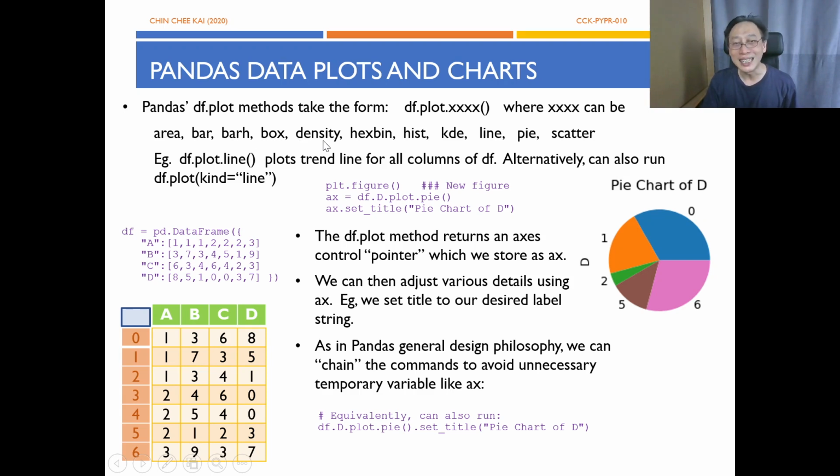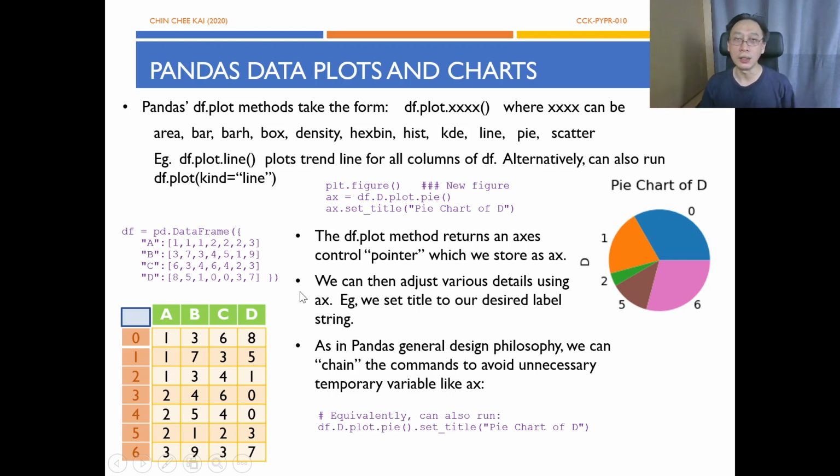df.plot.density, hexbin, histogram (hist), kde (kernel density), line, pie, scatter. All right. So some of the useful and common ones will be bar chart, bar, and histogram, trend line, pie chart, and scatter plots. All right. Well, we'll see everything in a while.